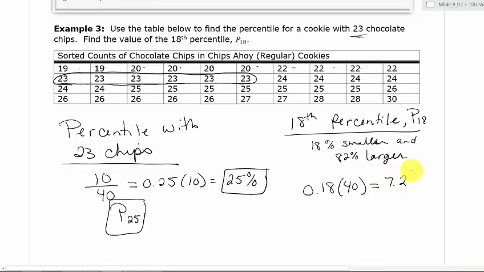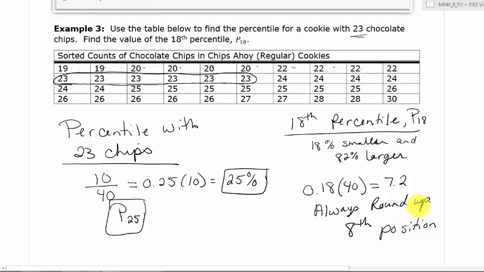Most of the time when we're doing calculations, we round normally. So if we were to round this to a whole number, we would normally round it to 7. But this is one case where you always want to round up. And so we would round that to 8. So this is the 8th position.